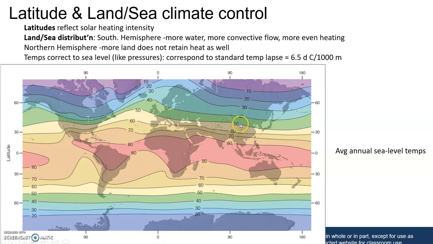For instance, you see the Himalayas here, but you don't see the temperatures up in the Himalayas that are below freezing. And you see the Rockies here, but you don't see the temperatures that are much colder up in the Rockies. The reason is because we correct those temperatures to a standard temperature lapse of approximately 6.5 degrees Celsius per 1,000 meters. If you think about Colorado and about 5,000 meters, you're talking about a 35-degree difference when we're correcting it for sea level temperatures. So that's very significant for that. But these climate controls that we're talking about, meaning the solar heating intensity by latitude and the land and sea distribution, impact the temperatures that our climate shows.